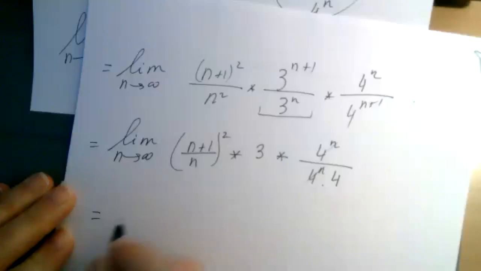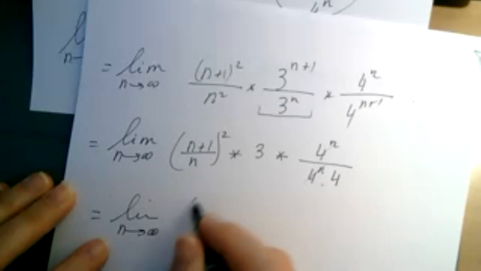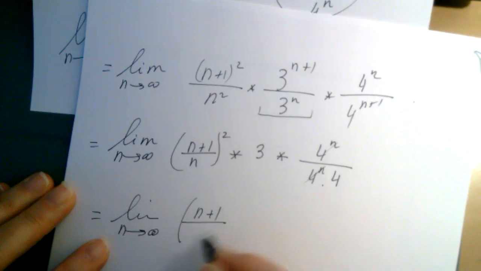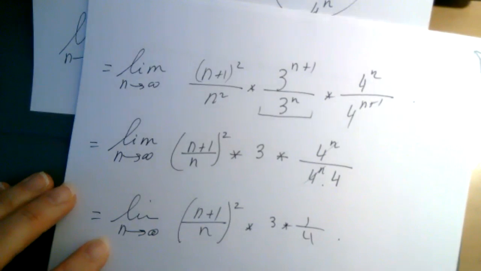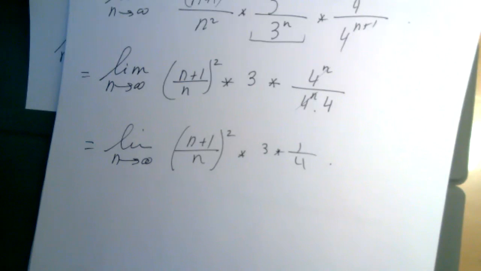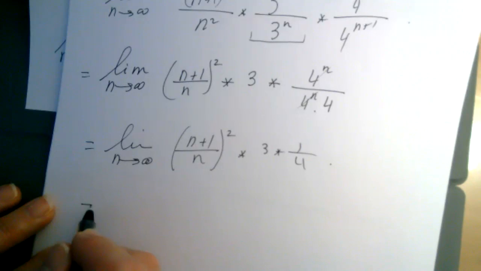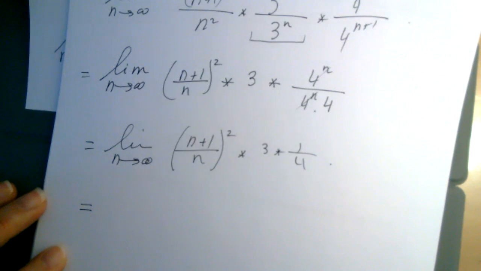And then I'm left with the limit as n tends to infinity of n plus 1 over n squared times 3 times basically 1 over 4. So you can see that it looked complicated, but it's not once you put the like terms together and start simplifying. So finally, what is this limit going to be?